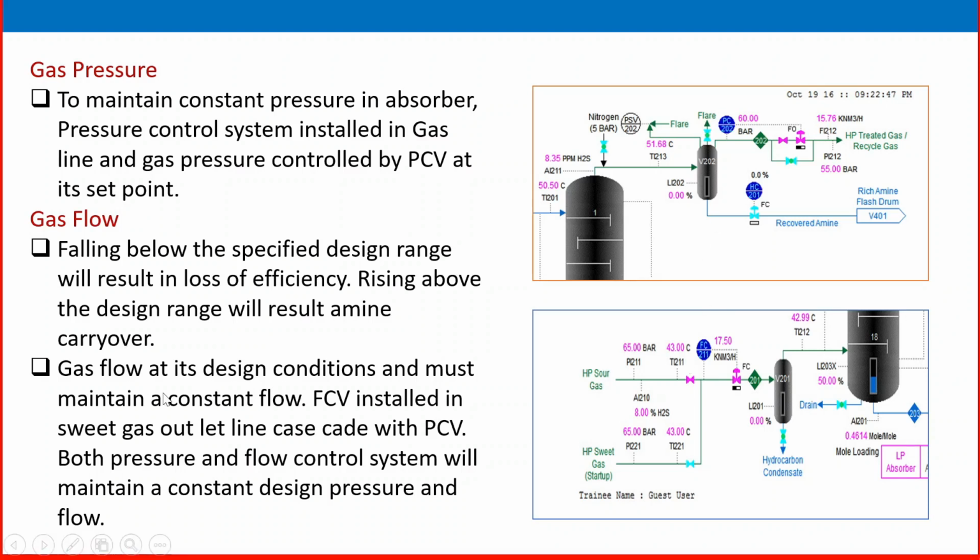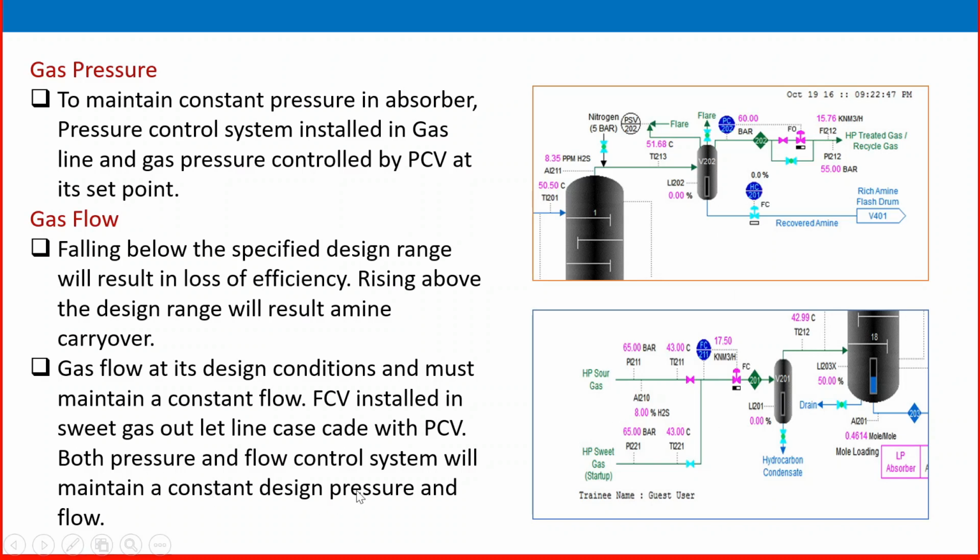So gas flow must be maintained constant at its design condition. The FCV is installed in the sweet gas outlet line. Here it is written outlet line, but in this picture it is installed in the inlet line. The FCV is installed and cascaded with the PCV, that is what I told. Sometimes it will cascade with the PCV, and sometimes the reverse also, because the PCV can be installed in the inlet and the FCV in the outlet. Same logic, and both systems are working around the world.